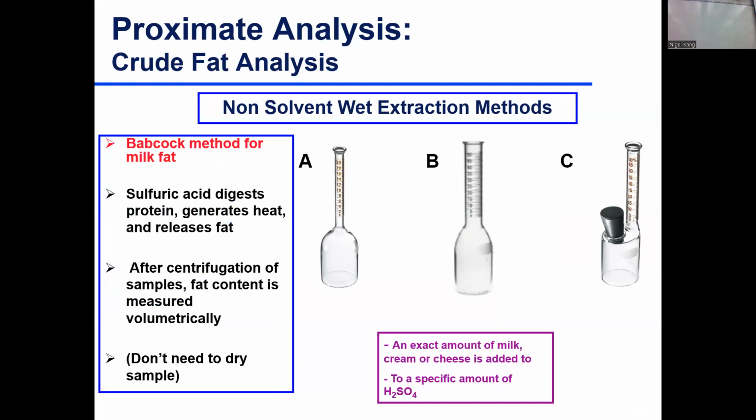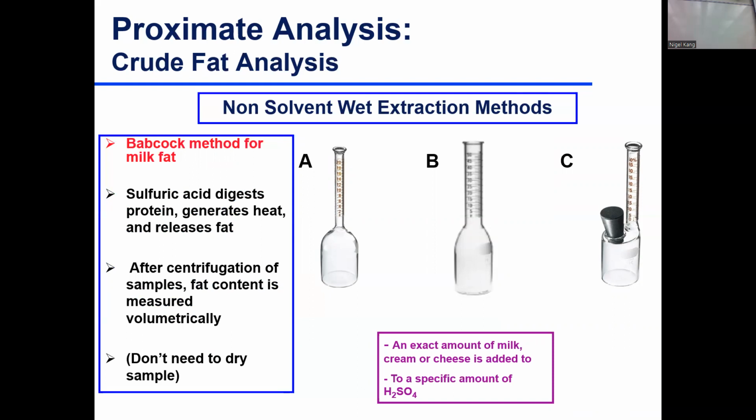Non-solvent extraction methods. There are two common methods, Babcock and Gerber. So this is the common method for dairy products, milk, cheese, and cream. We use this one for cheese because it's more solid and it's hard to use the other way. We add it over here.